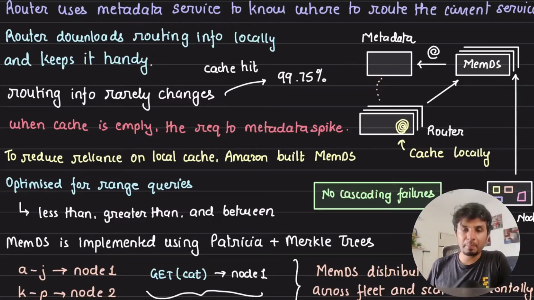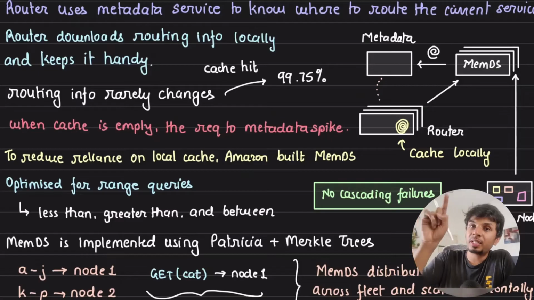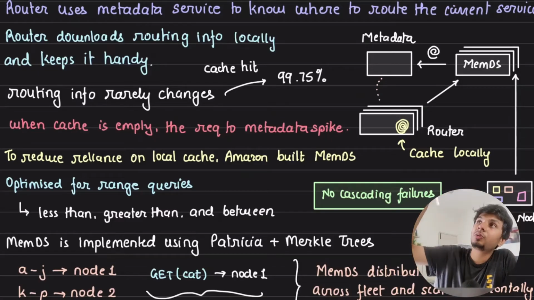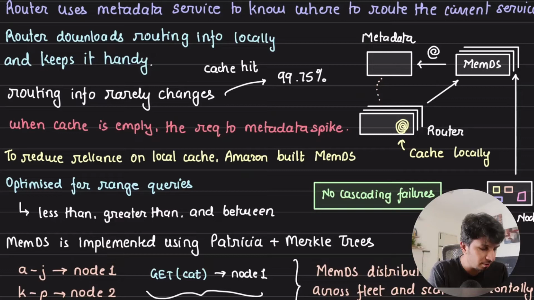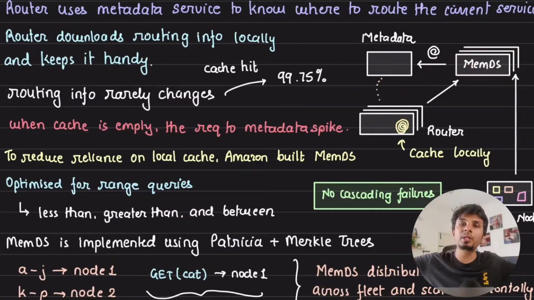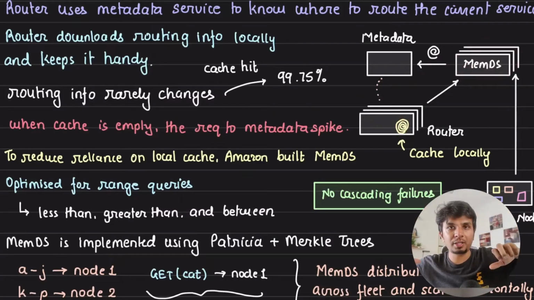So MemDS is an in-memory distributed data store that stores data in memory. It is not a persistent storage. It uses the metadata service to get the data and whatnot. There is one more flow, I'll talk about that. So here what is happening is the request is coming to the router. The router has some data cached locally that still exists. But if it does not have the data, it goes to MemDS. MemDS is a distributed in-memory data store whose job is to hold the routing information, but it is optimized for range queries.